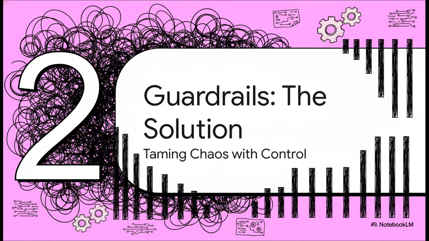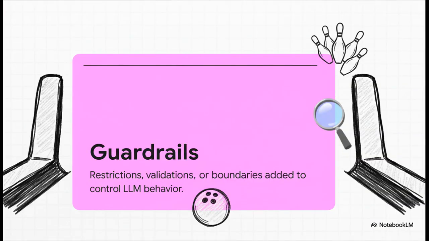So, this brings us to the hero of our story, guardrails. This is how we bring order to the chaos. It's how we add that layer of predictability to these amazingly creative, but sometimes unruly systems. So what is a guardrail really? Well, at its core, it's just a rule. It's a set of checks and balances that we wrap around the LLM to steer its behavior. Think of them like the bumpers in a bowling lane. They just keep the ball heading right where you want it to go.